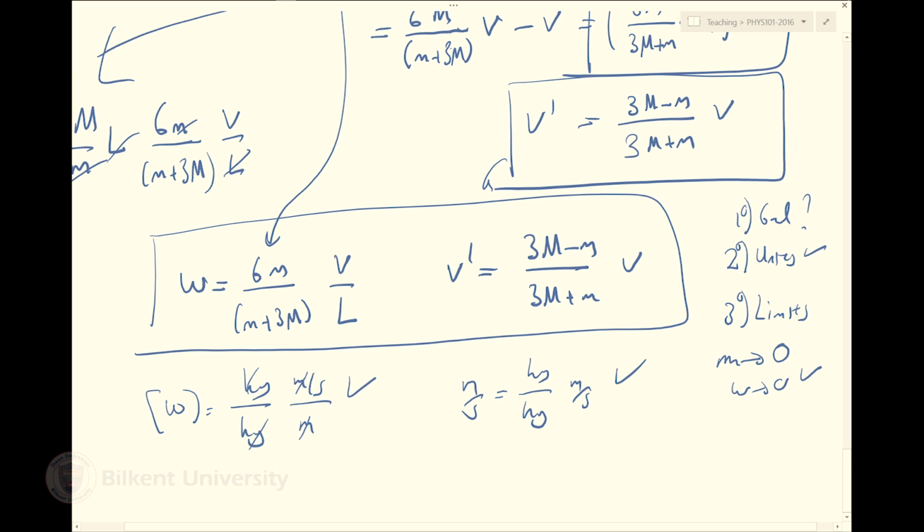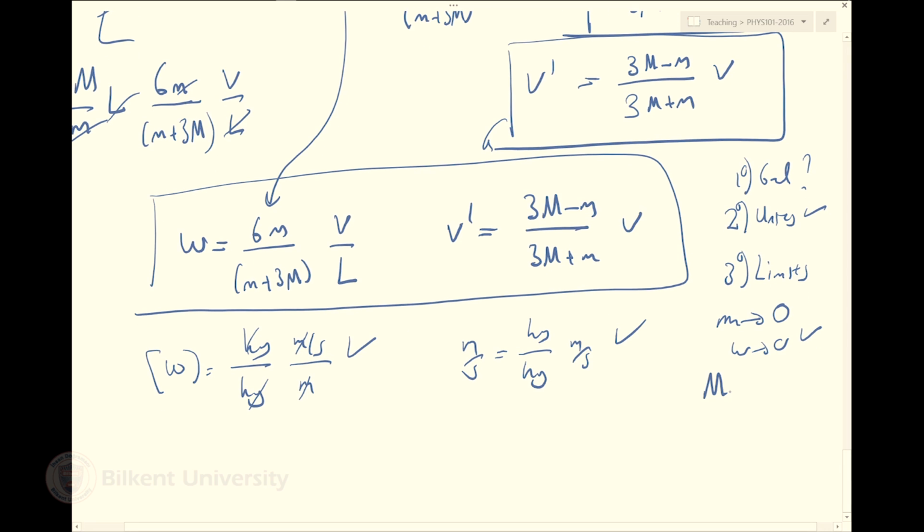But here is another interesting limit. What happens if capital M goes to infinity? When capital M goes to infinity, that's almost an immovable bar, right? So whatever mass I throw to it, I expect it to bounce back. It's like hitting a wall. I expect it to bounce back with exactly the same velocity it actually came in. So in that limit, I would expect v prime to be exactly v, and that also checks. Okay? Doesn't it? It does, right? Limit M goes to infinity of the expression for v prime is v.